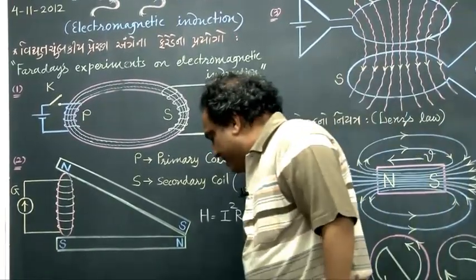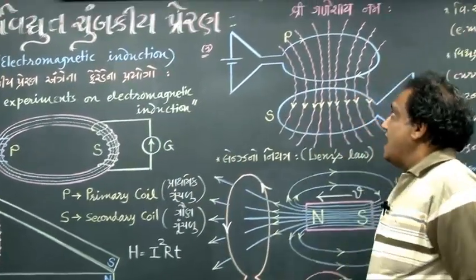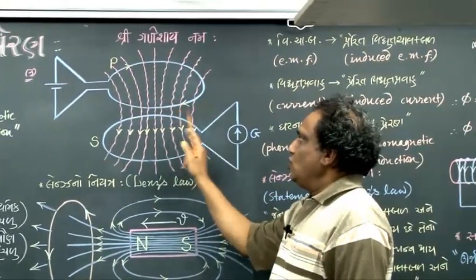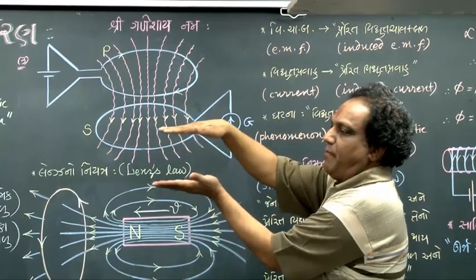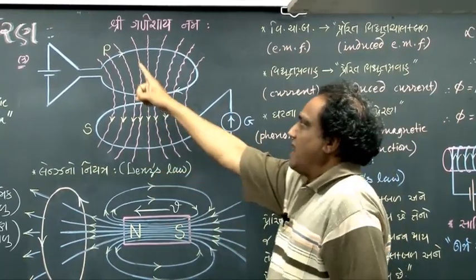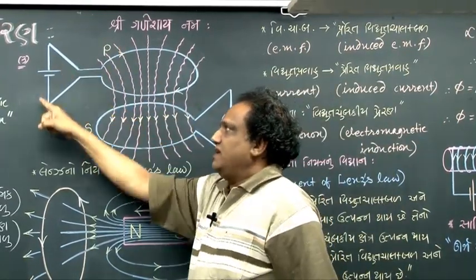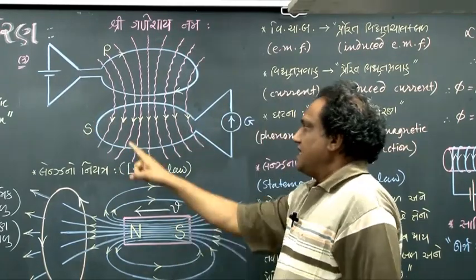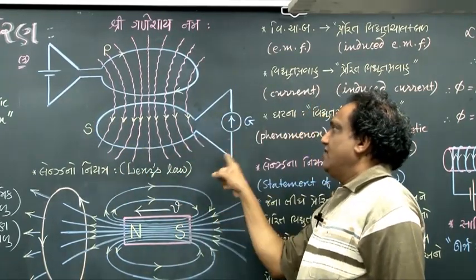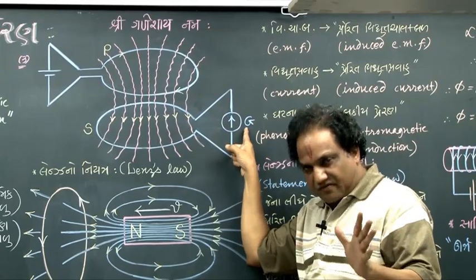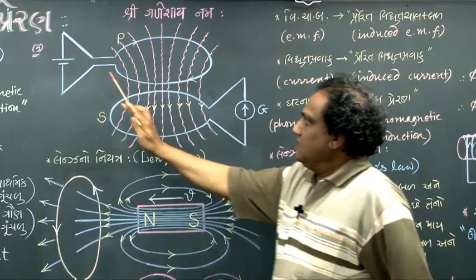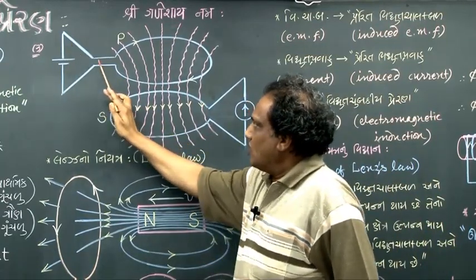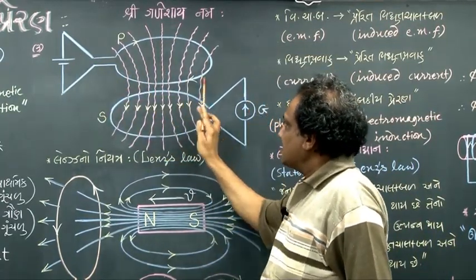Then in the third experiment, Mr. Faraday had arranged two coils in the horizontal plane. I mean to say they are parallel to each other. One is the primary coil, across which a battery is connected. Another is the secondary coil, across which a sensitive galvanometer is connected. Fine. Now tell me, through this primary coil, because of the battery, some current is passing.